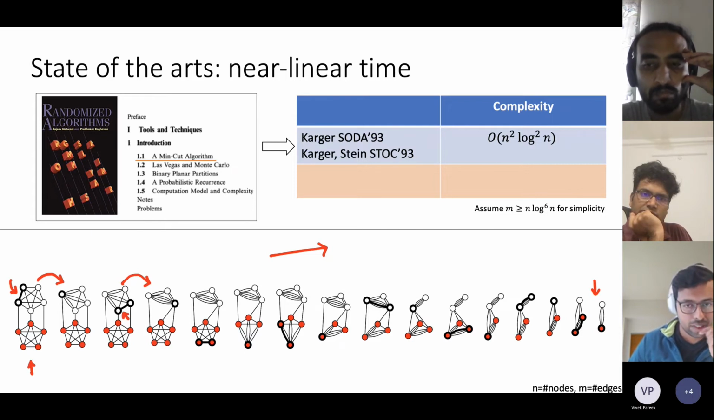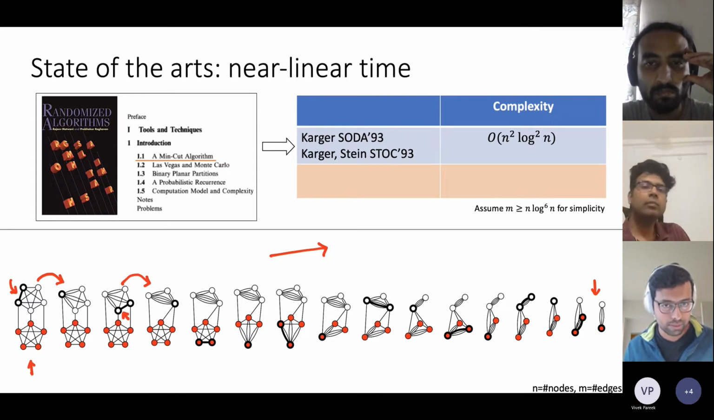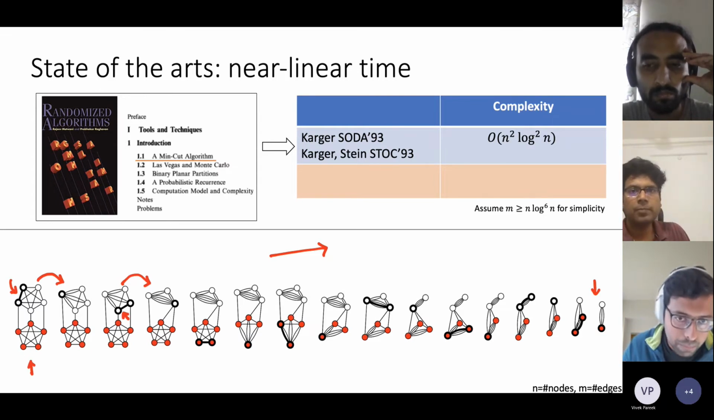Let's just do the analysis very quickly. I mean, this is just to set up this stage. We do not need this analysis for the rest of the talk, but let's just do it anyway.